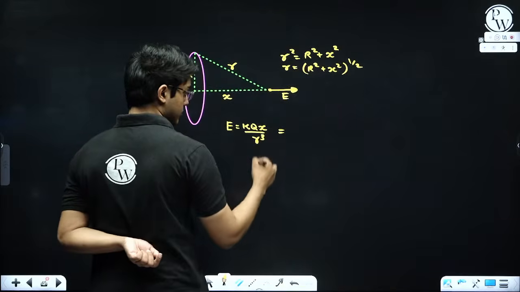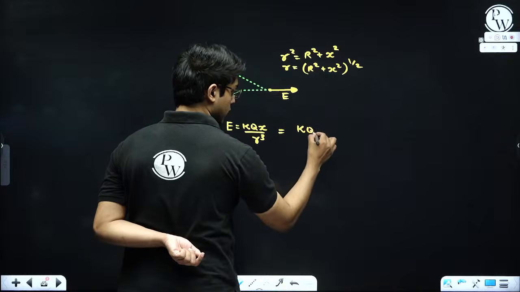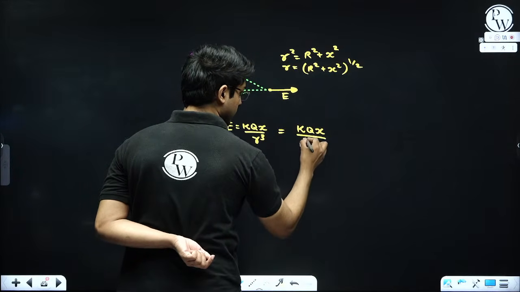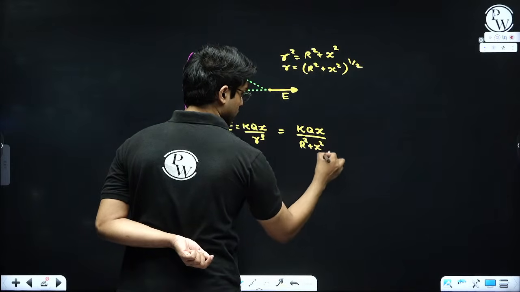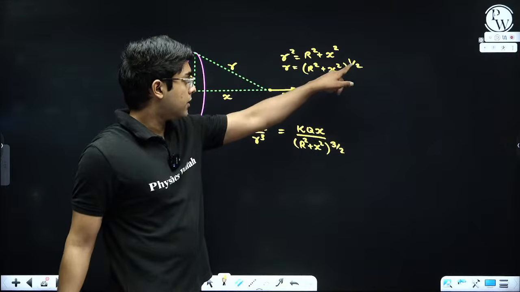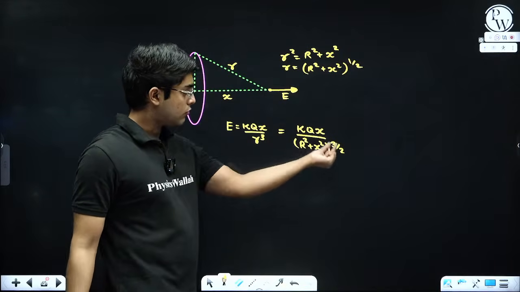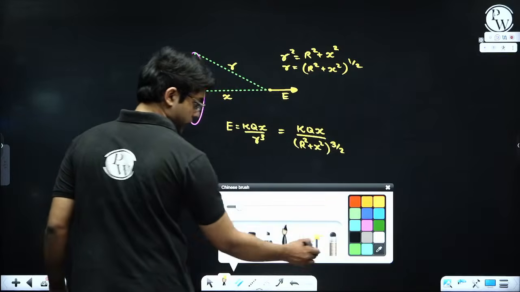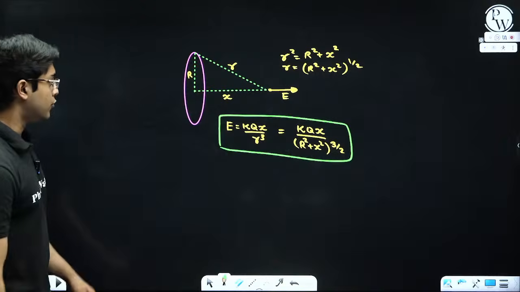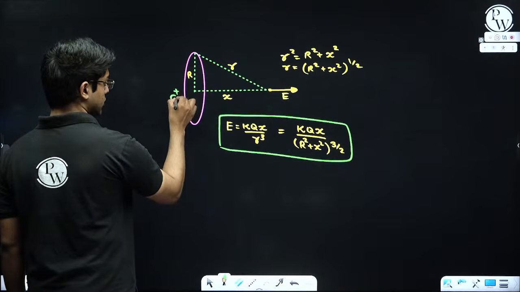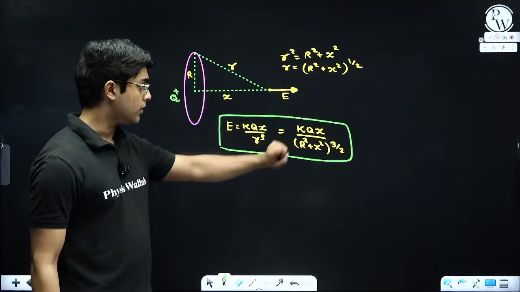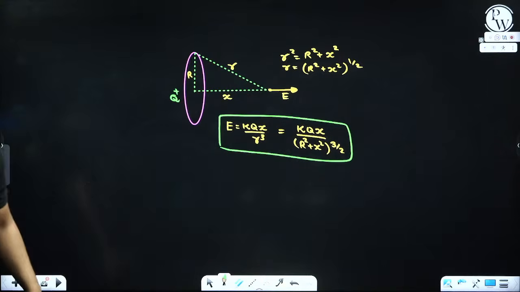So this you will have to substitute here, which is kqx divided by R square plus x square raised to power 3 by 2. Small r will have a half power, but that needs to be cubed, so it will be 3 by 2. So this will be the formula in the case of a ring. So if you have a ring uniformly charged with plus q charge at a distance x on the axis, this is the formula for finding the field. Okay.